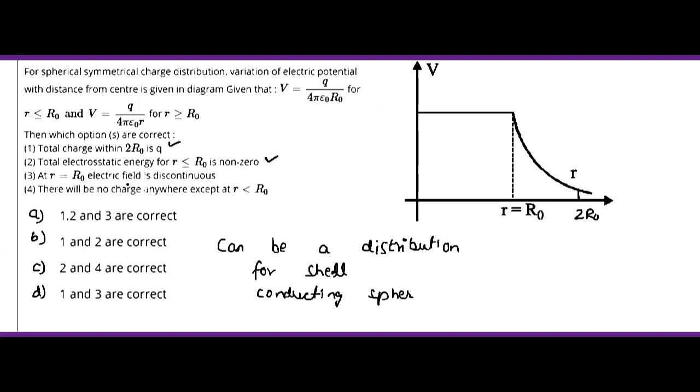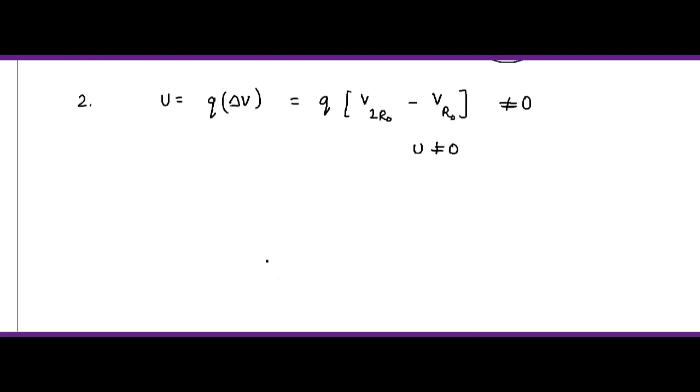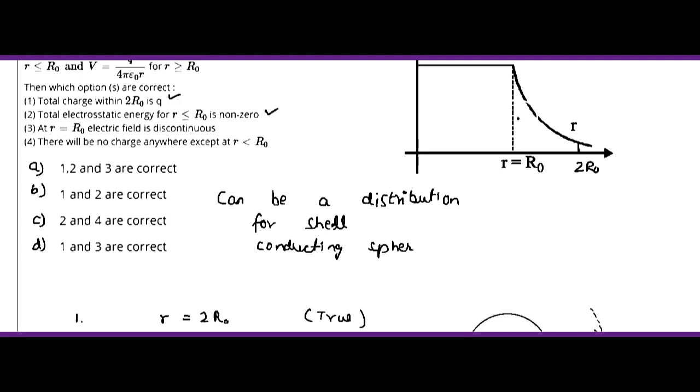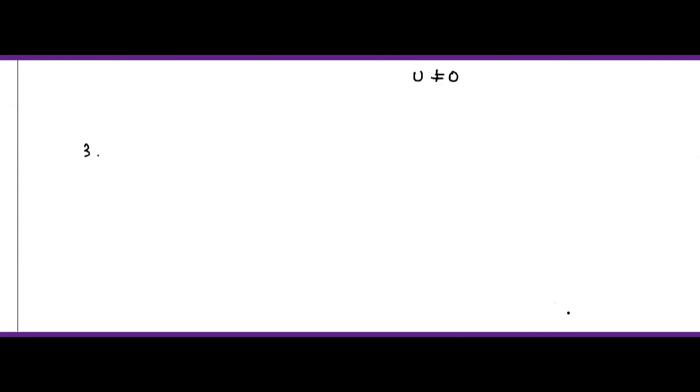Now, at R equals R naught, the electric field is discontinuous. Just before R naught, to the left of R naught, we know the electric field is given as E equals minus dV by dr. In this diagram, just at R less than R naught, V is constant. Since V is constant, the differentiation of a constant is 0. That means the electric field would be 0.